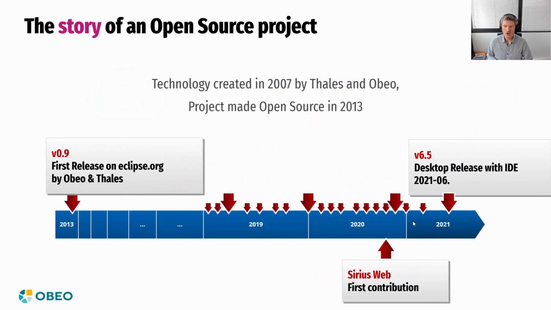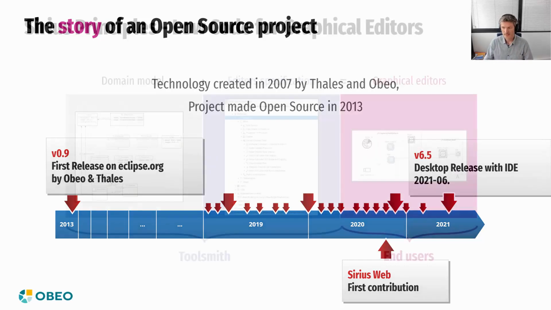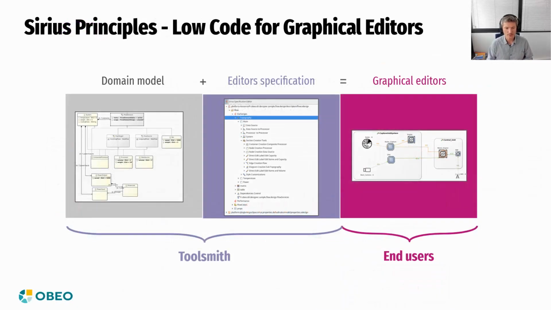Sirius is already a long story, which started in 2013 at eclipse.org, and now it is widely used worldwide by plenty of users, plenty of software editors, and plenty of big players in the industry. You can find on the web different use cases and different talks about Sirius. The principle in a nutshell is to provide a low-code approach dedicated to the making of graphical editors.